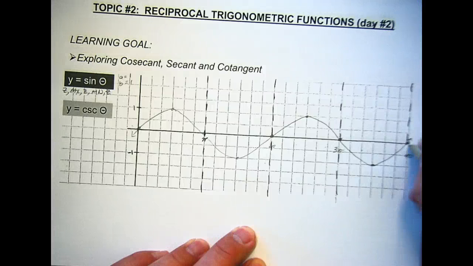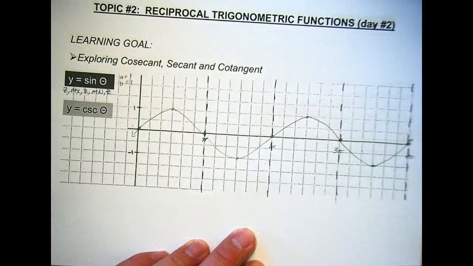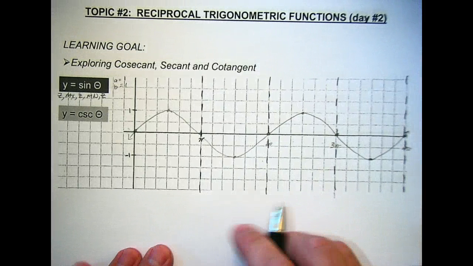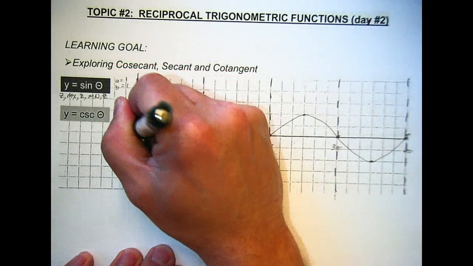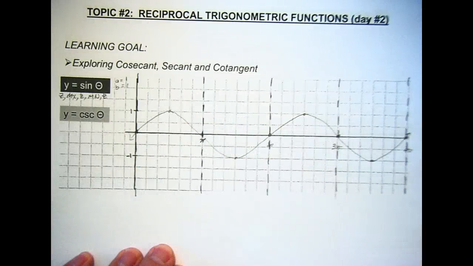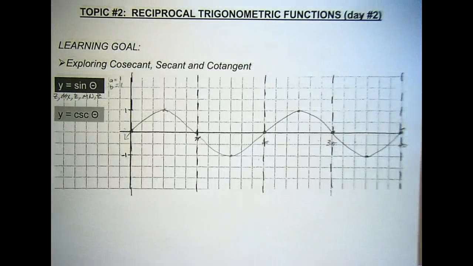So to graph the cosecant graph, you've got to first start with the sine graph. It makes it a lot easier. That's why we spend so much time. I missed 1, 0, and it's right here. It's actually at the y-axis. Okay? All right. Any questions so far?